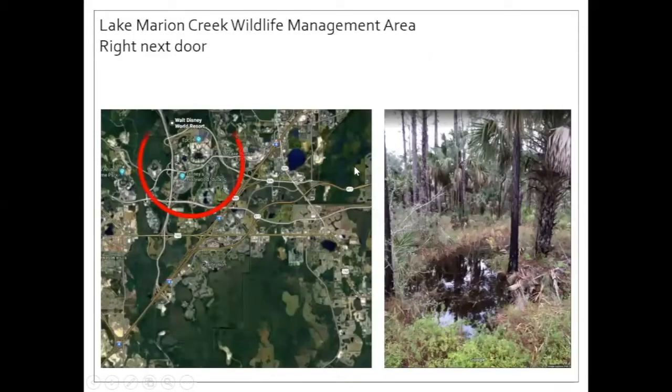And this is all despite the fact that Disney World is built up inside a swamp. And right nearby, you have the Lake Marion Creek Wildlife Management Area. If you look at that photo on the right, that is a prime mosquito breeding habitat. And with Disney World just next door, you would have to wonder why they don't have it. It really all just comes down to good water management.